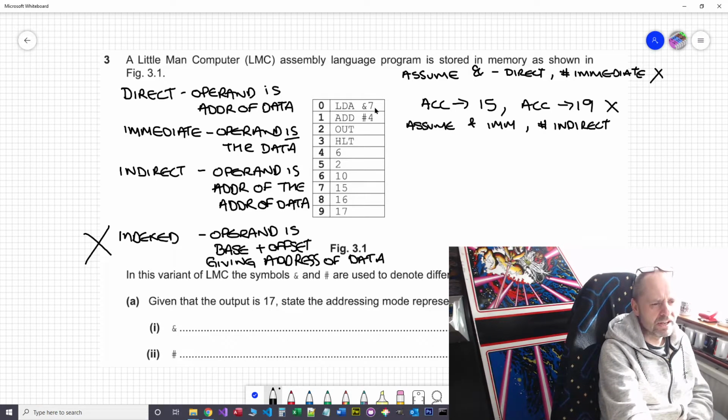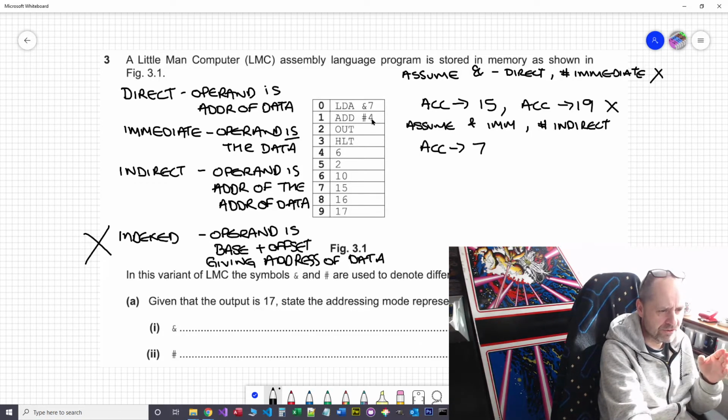Okay, so let's try that. So we say load 7. So with the actual value, because it's immediate, so I've just gone down the list really. So I'm just going, right, number 7, load the value 7. So the accumulator ends up with 7 in it. And then we say, right, well, indirect. So let's try it. Add 4. Indirect, remember, the 4 represents the address. So let's go to 4.